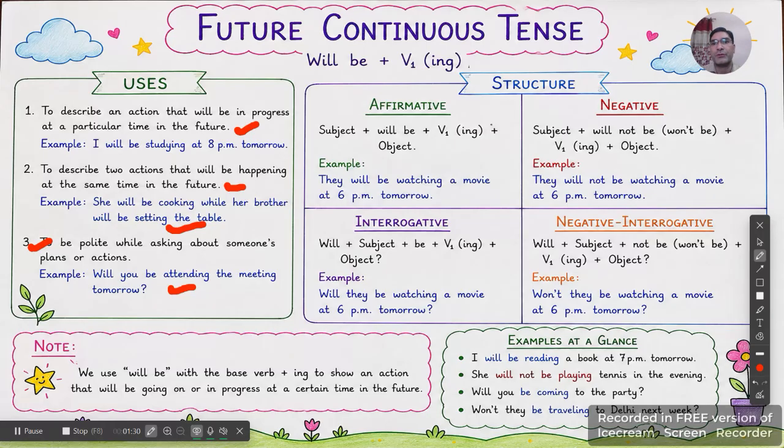Now come to the structure. First of all, the affirmative sentence. We always use will be plus first form in affirmative sentence.